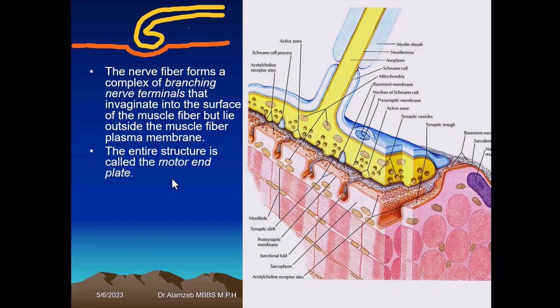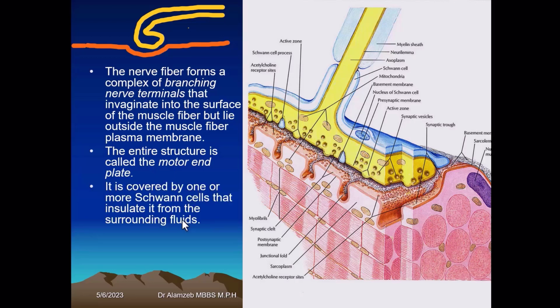The entire structure is called the motor end plate. This neuronal terminal, the muscle membrane, the space between the muscle fiber and the terminal neuron. So this whole structure, in which we have the neuron, synaptic cleft, muscle fiber, content of the neuron and content of the muscle fiber, all these structures are known as the motor end plate.